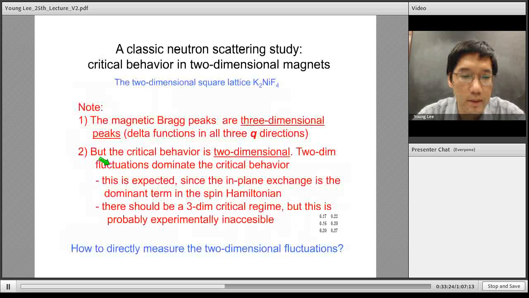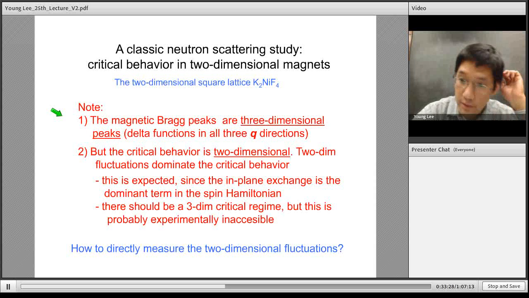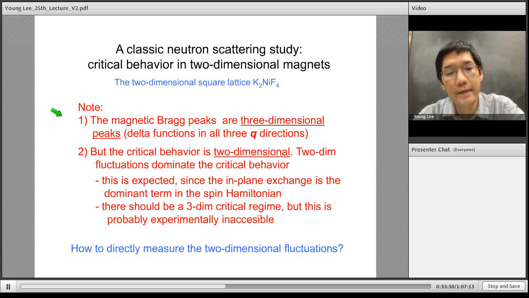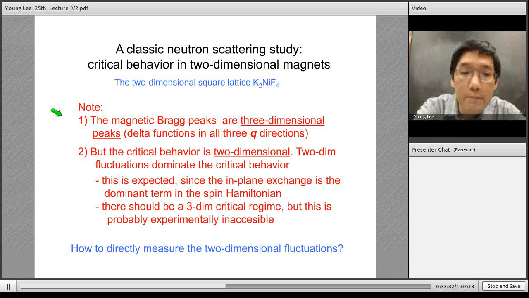Let me come back to that in a second. So, some things that we can note: the magnetic Bragg peaks are definitely three-dimensional Bragg peaks. They're essentially delta functions in the 3q directions. And by measuring their intensity, we can get the 2D Ising model exponent. So that tells us that the critical behavior is two-dimensional.